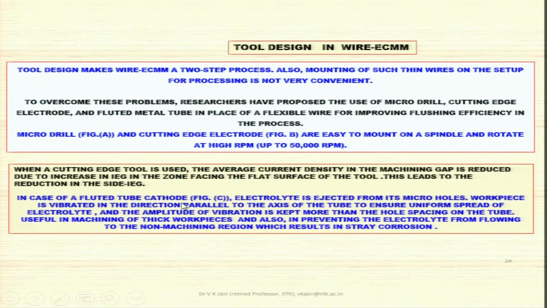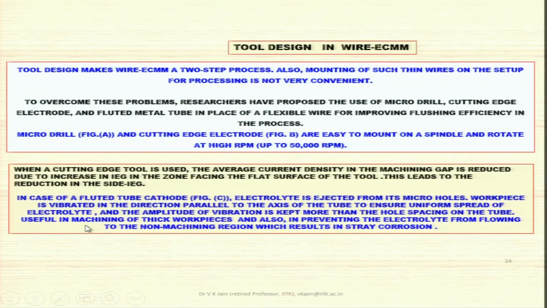In case of a fluted tube cathode, shown in figure C in the earlier slide, electrolyte is ejected from its micro holes. The workpiece is vibrated in the direction parallel to the axis of the tube to ensure uniform spread of electrolyte. This is very necessary, and the amplitude of vibration is kept more than the hole spacing on the tube.